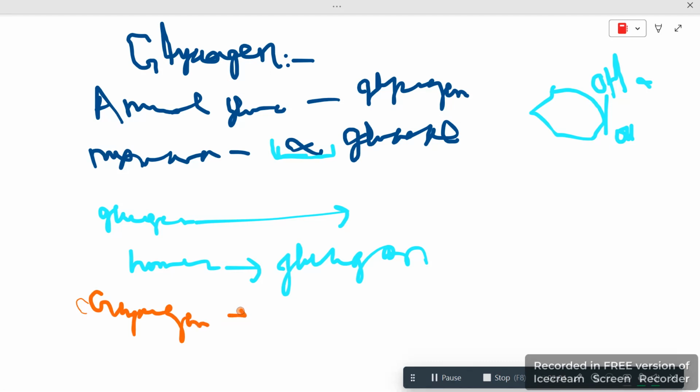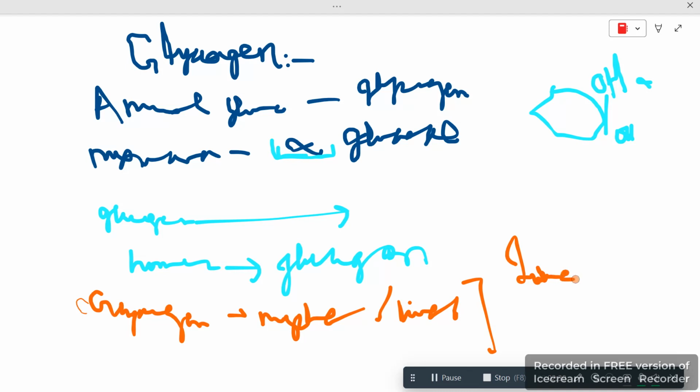Glycogen is present in muscles and liver. When we talk about the iodine test, if you recall from the last video, in starch we found the iodine test blue, but in glycogen you'll find the iodine test red. This should be clear.